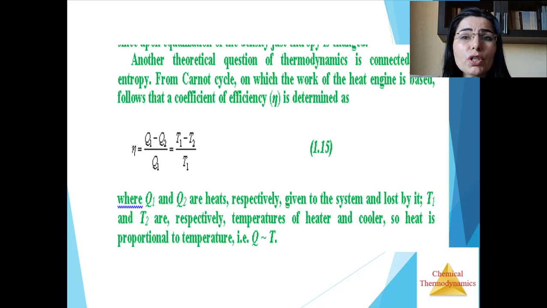The following formulation of the second law states it's impossible to construct a periodically working device which would convert heat to work without a change in the environment, i.e. without compensation. It's impossible to convert heat completely into work. Thus, the second law of thermodynamics establishes the borders of the heat conversion into work.